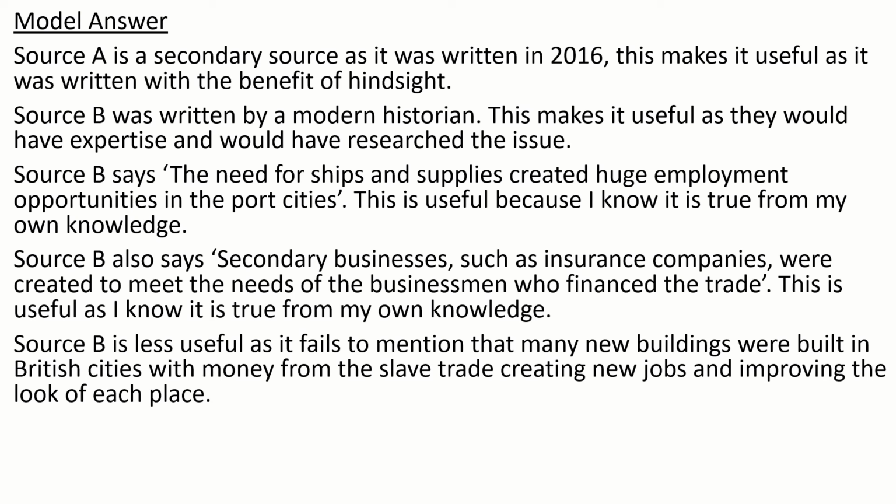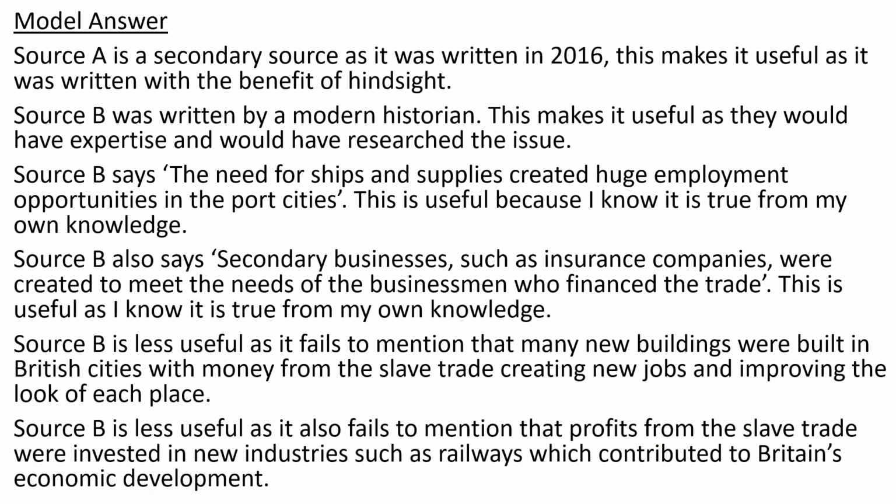Finally, our omission points. Source B is less useful as it fails to mention that many new buildings were built in British cities with money from the slave trade, creating new jobs and improving the look of each place. And our final omission point, source B is less useful as it also fails to mention that profits from the slave trade were invested in new industries such as railways, which contributed to Britain's economic development. So you can see there, started off with a time point, then an author point, then 2 content points and 2 omission points. You can see that's obviously 6 marks.